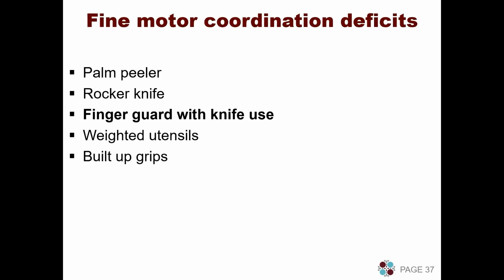For individuals with fine motor coordination deficits, again, the palm peeler, a rocker knife, a finger guard with knife use. Just keep in mind, this does require the individual to have functional use of both hands. Weighted utensils make it a lot easier to grasp and use them, as do building up the grips. All of these things can make it easier to support a functional pinch or grasp in the kitchen, and not just for individuals that have fine motor coordination deficits, but also if they just have hand weakness or hand pain.